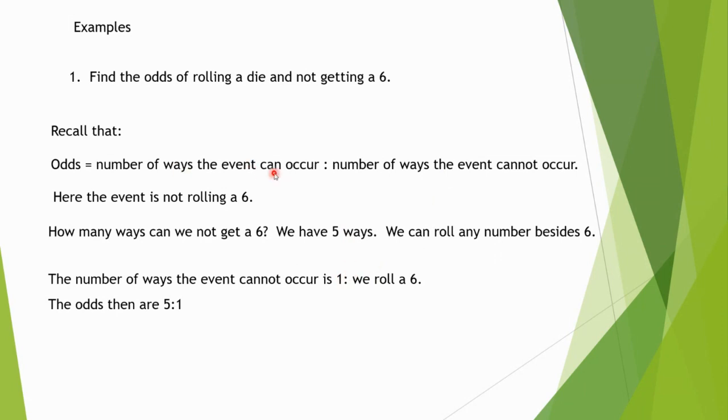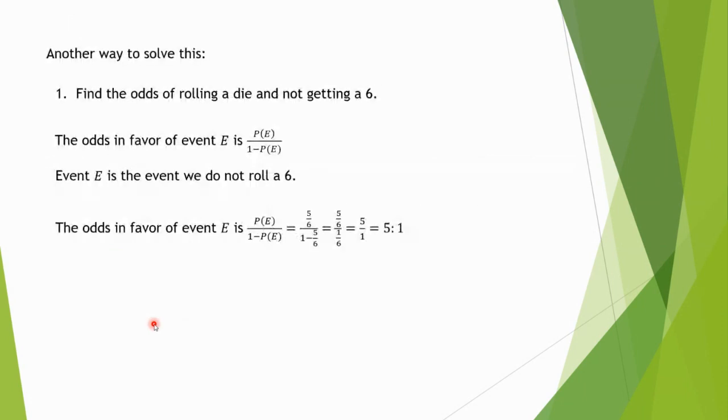So we have 5 for the ways it can occur, 1 for it cannot occur, so we get 5 to 1. So again, that's how we write it. We have a colon. It's a ratio. Again, it's not the same as probability, okay? Probability is related to this, but it's not quite the same. Okay.